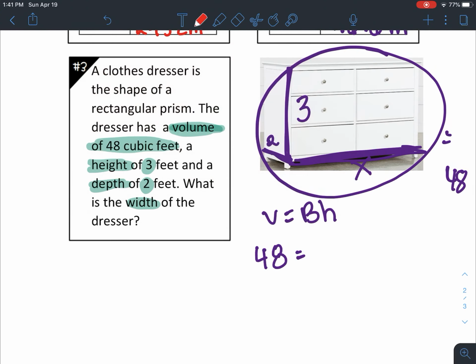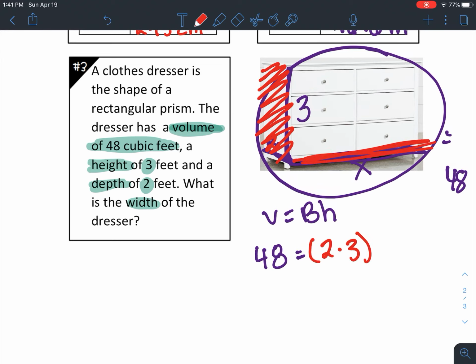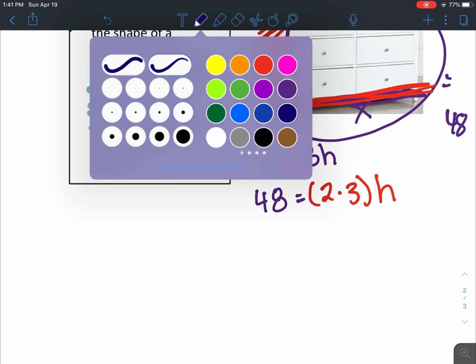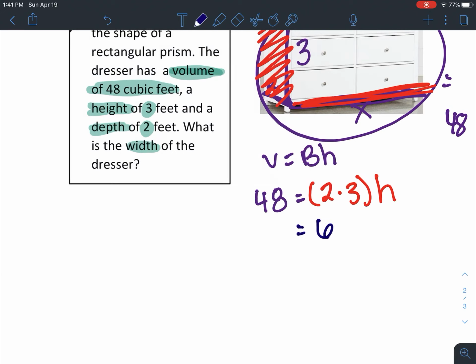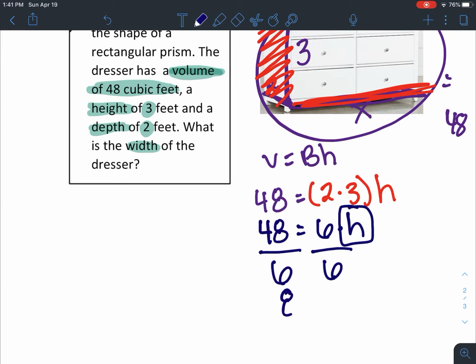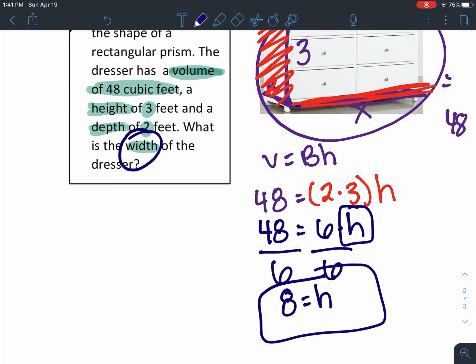We can take this side as our base. So we have the 2 times 3. And then times our width here, or our height. 2 times 3 gives us 6 times h. Now to undo this, it looks like a one-step equation. So to get this h by itself, we're going to divide by 6. And 8 is equal to our height, or our width of our dresser. So we have 8 feet. And it's not feet cubed just because I'm looking for one dimension there.